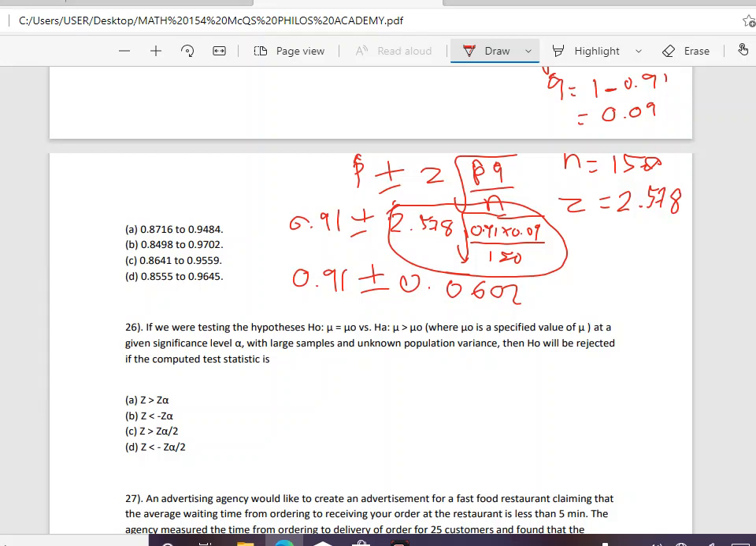Then you take 0.91 minus 0.0602. Please take your calculator and do that. When you subtract it properly, you get 0.8498, isn't it? Also, 0.91 plus 0.0602 also gives you 0.9702, isn't it? So compare it with the possible answers. So the answer will be B. Yeah, the answer is B.